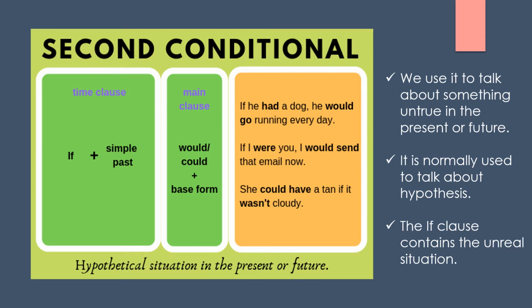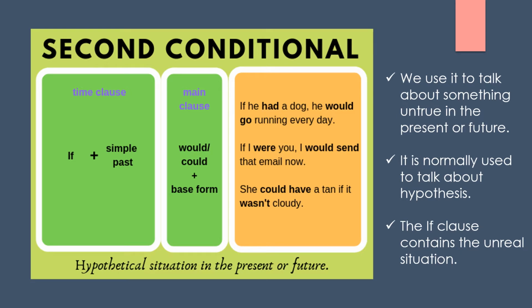So in the time clause at the beginning, we have if plus simple past. If you remember, in the previous one, it was simple present. So we can say that it is written in simple past even though the meaning is for present. In the main clause, we can have would, that is normally the past tense of will, or we can have could if we are talking about abilities or possibilities, plus the base form of the verb.